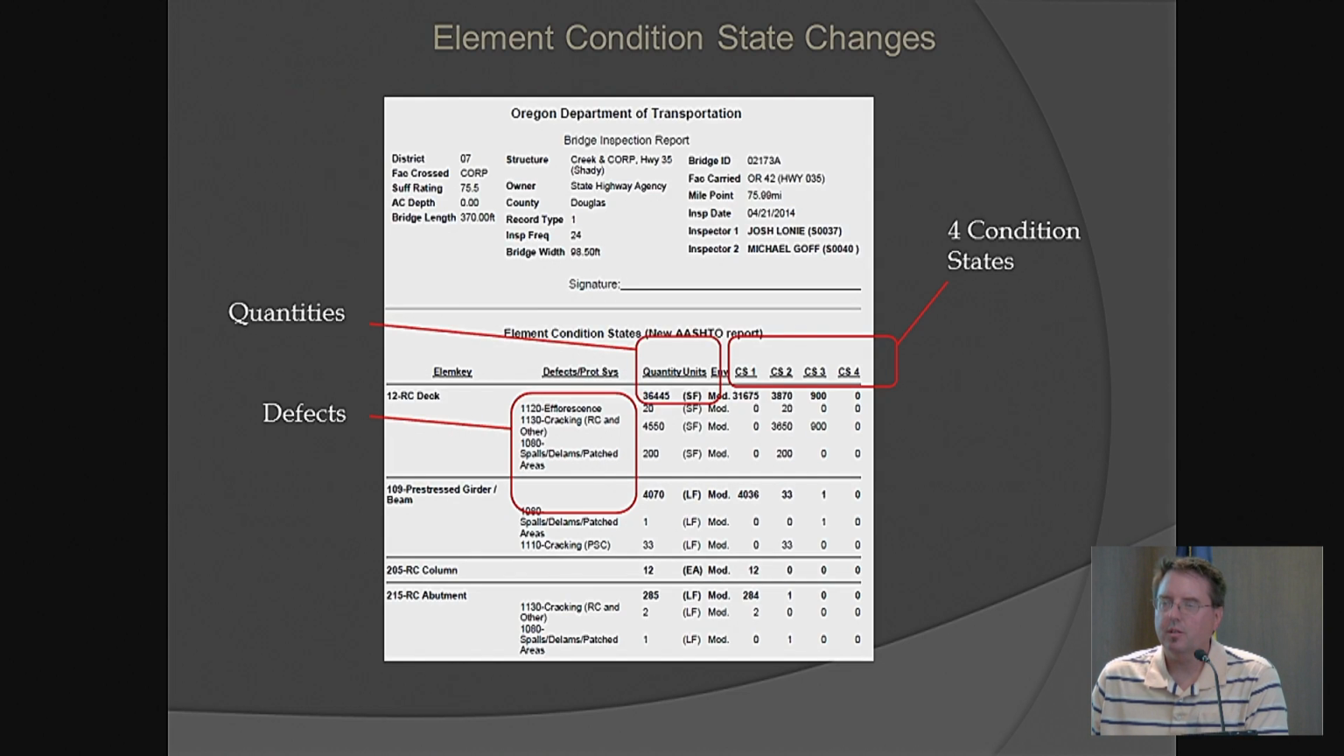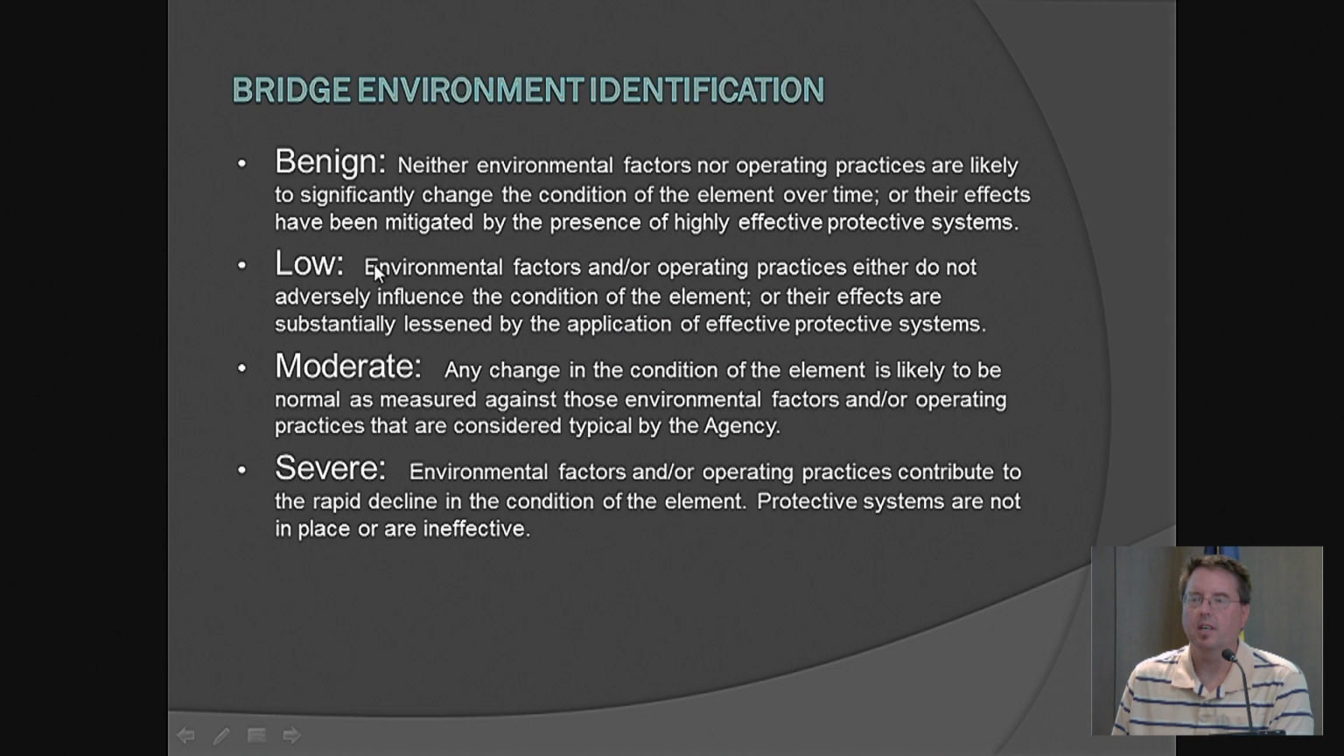Okay, so we'll look here. You're going to see that there's an environmental factor that you might see and you might be wondering about on your reports. This one has most of the things in a moderate environmental condition. And what that is, you have 4 conditions. You have benign, which is there's no impact on the structure or the elements from the environment. You have a low, a moderate, and a severe.